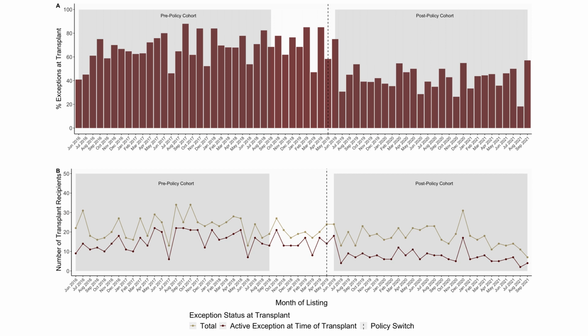In A, this describes the proportion of candidates with exceptions at the time of transplant. And you can see in this gray box here at pre-policy cohort, it's about 70%. And this dotted line here describes the creation of the NLRB in May 2019. And there's a dramatic decrease in patients who had an active exception at that time. And this is basically just the absolute number of that.